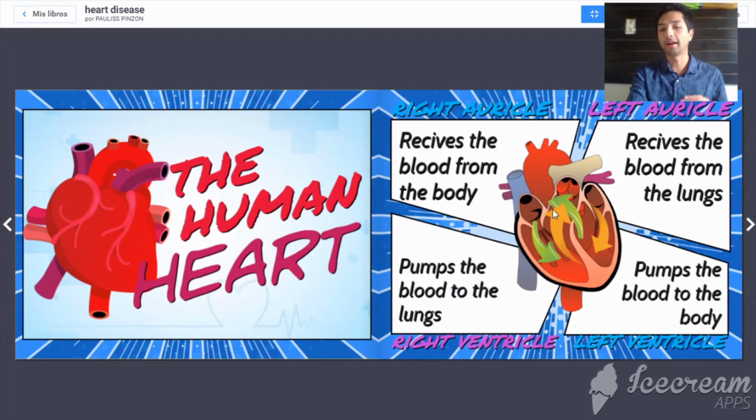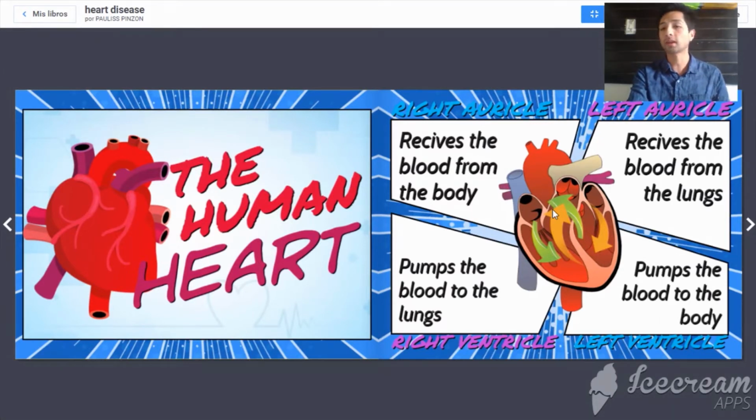So, the heart has chambers, and these are the auricles and the ventricles. The blood is going to arrive through the vena cava to the right auricle, and it's going to send this blood to the right ventricle, which sends this blood to the lungs, and in the lungs the blood will be oxygenated. Then this blood will go to the left auricle, and it will send this blood to the left ventricle, and the left ventricle will pump and send this blood to all the body.